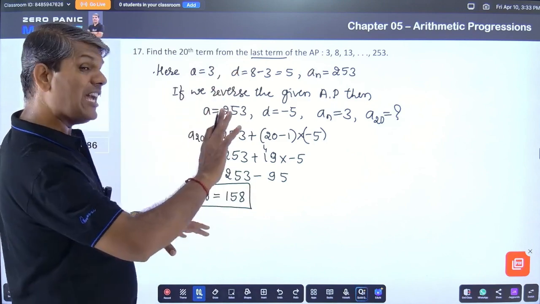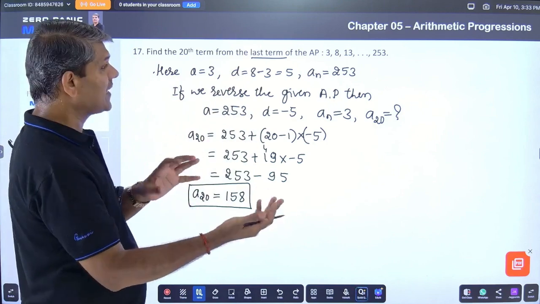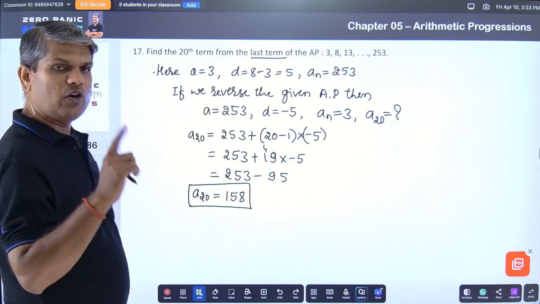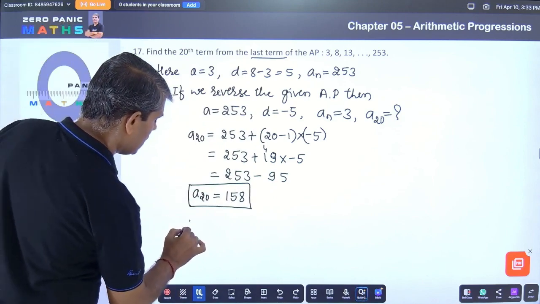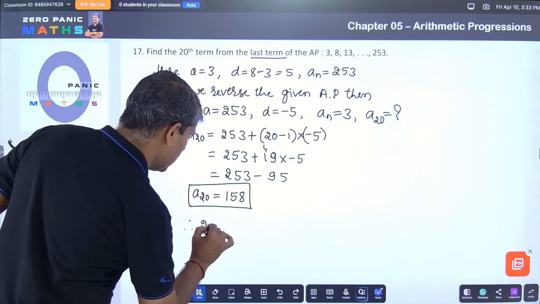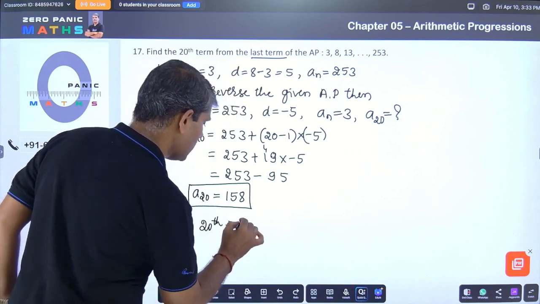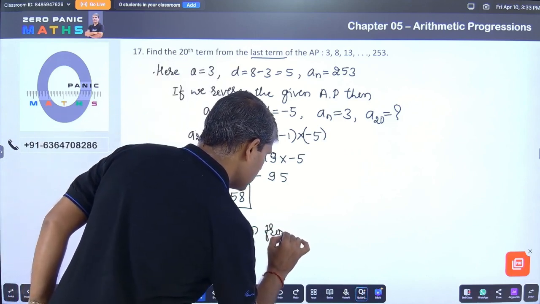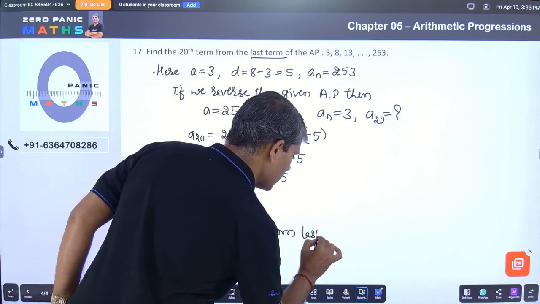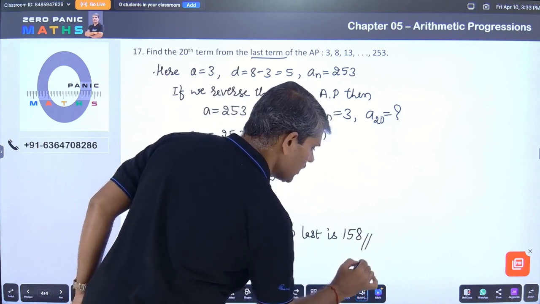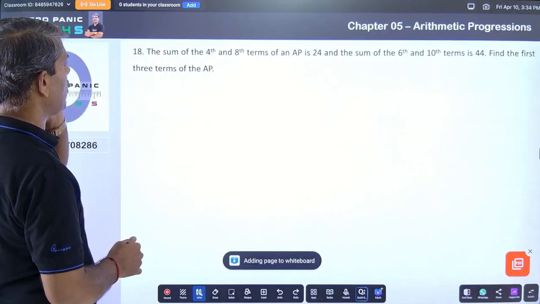So this is that alternative solution that we discussed in the first part of the exercise problems. So you can write that. Therefore the 20th term from last is 158. Let us quickly move to the next problem.